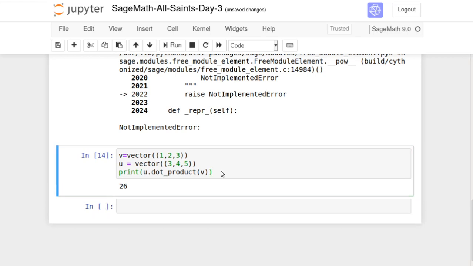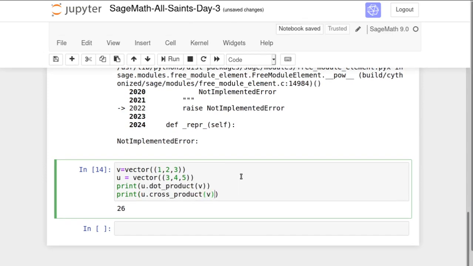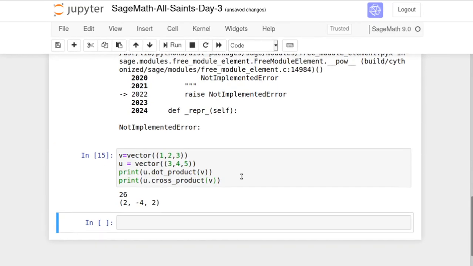So what can be the equivalent command for cross product then? You can guess now. So this is the dot product. The command for cross product is U cross product V. That's it. So if you want to find dot product or cross product, you have to simply use U dot product V and U cross product V. These are the commands that we have to use for getting dot product and cross product.